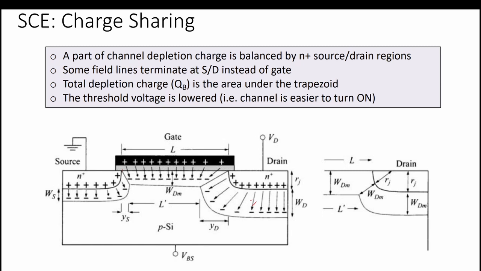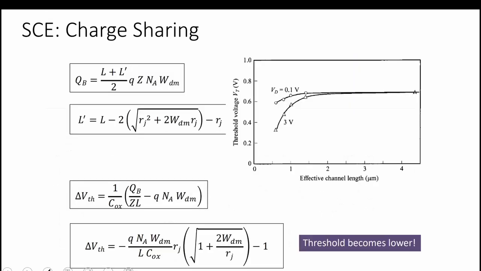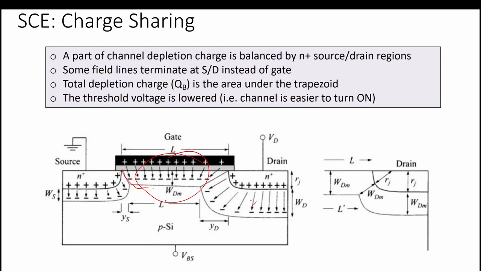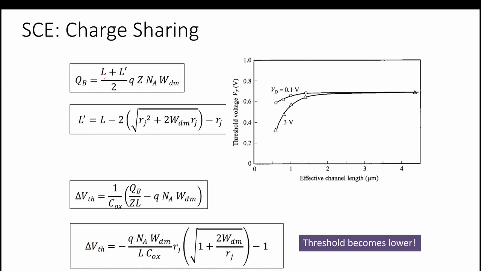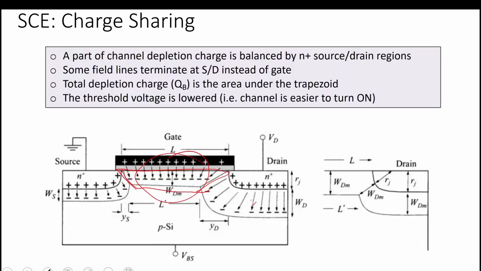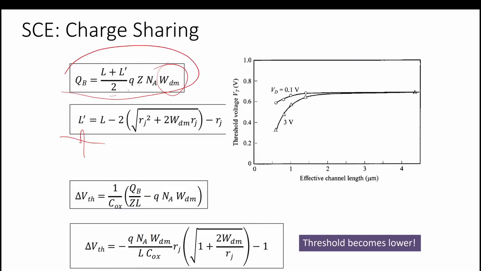So we will see how much the charge is. This is the charge QB, given by the charge in this trapezoid. It is given by L plus L dash divided by 2 times QG NA WDM. L dash is the reduced length because of the depletion region from the application of the drain voltage.